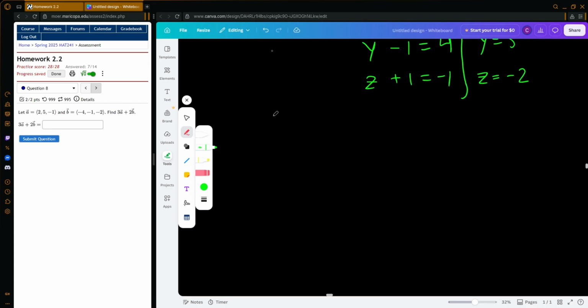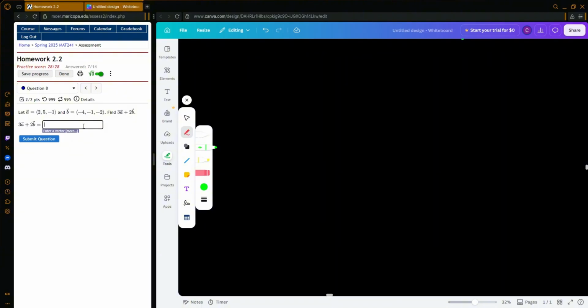Okay, now we're just doing some scalar multiplication. This stuff's easy. Probably just do it in my head, maybe. I guess I'll just start with the multiplication, then do it. So we'll do 3 times a, so it'll be 6, 15, negative 3. And we're going to add that to 2 times b, so it'll be -8, -2, -4. So when we add these, we get -2, 13, and -7.